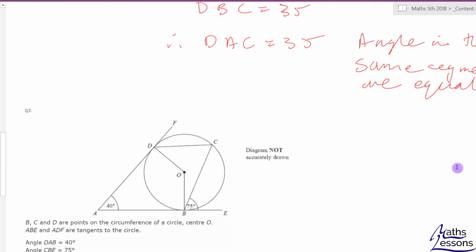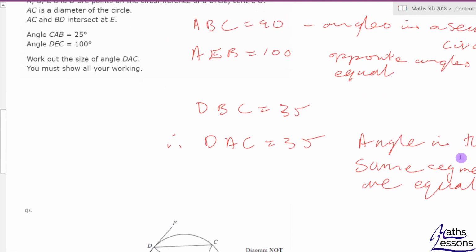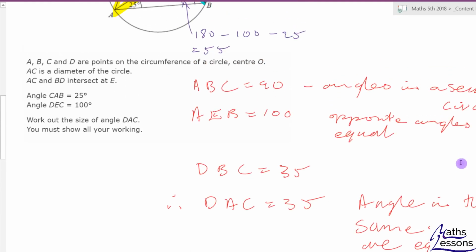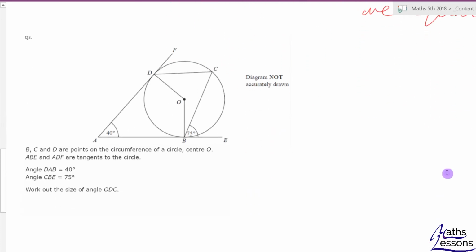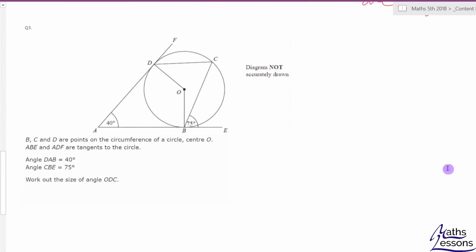Moving on to the next question. Got a question? You're just copying this down, don't worry. It's in the OneNote, you can get it later. Okay, next question. If you've got a question, put your hand up. No. Okay, let's look at this question.